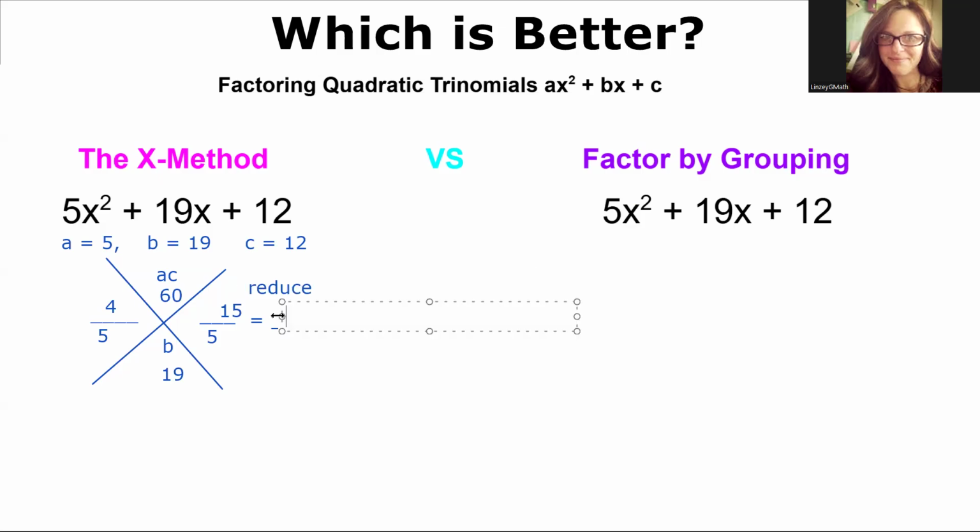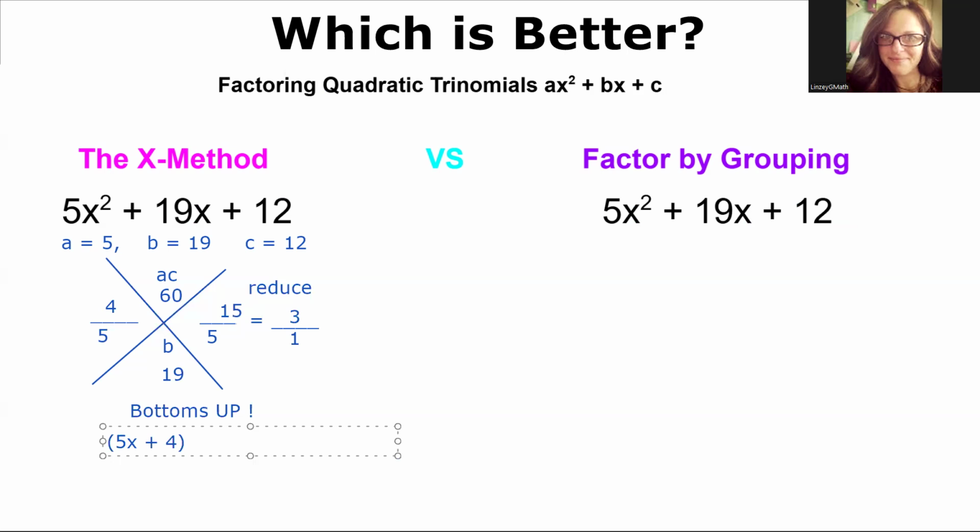We can divide the top and bottom by 5, and we get 3 over 1. And bottoms up, we'll use the bottom number first, 5x plus 4, parentheses 1x plus 3. And here is our factored form.